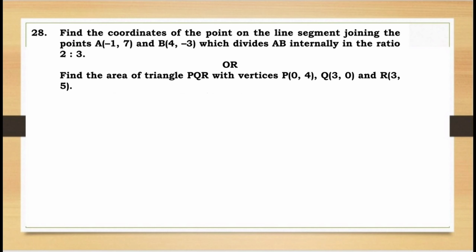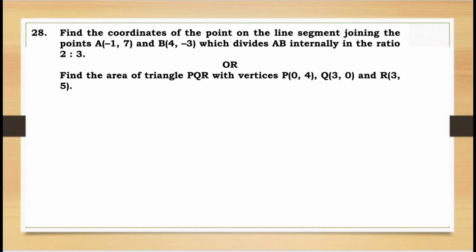28th question is, find the coordinates of the point on the line segment joining the points A of minus 1, 7 and B of 4, minus 3, which divides AB internally in the ratio 2:3, or find the area of triangle PQR with vertices P of 0, 4, Q of 3, 0 and R of 3, 5.